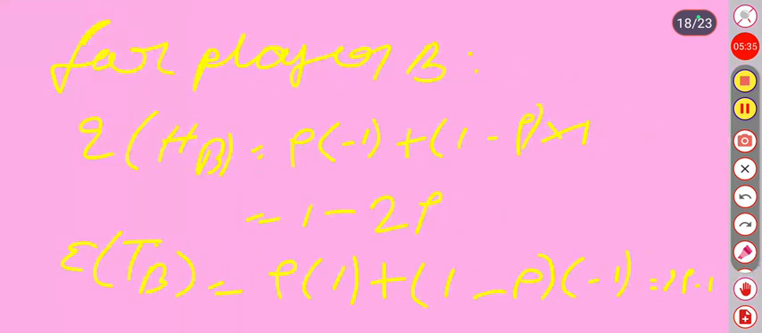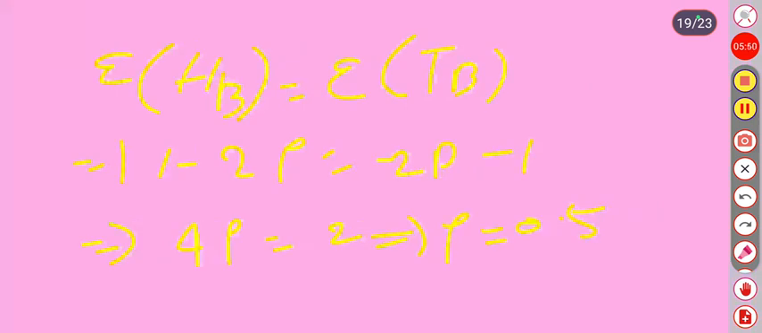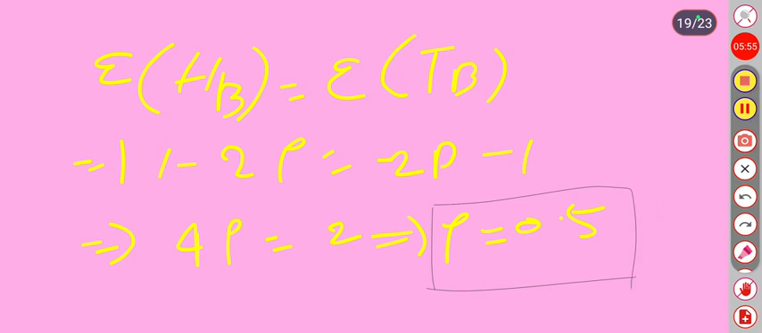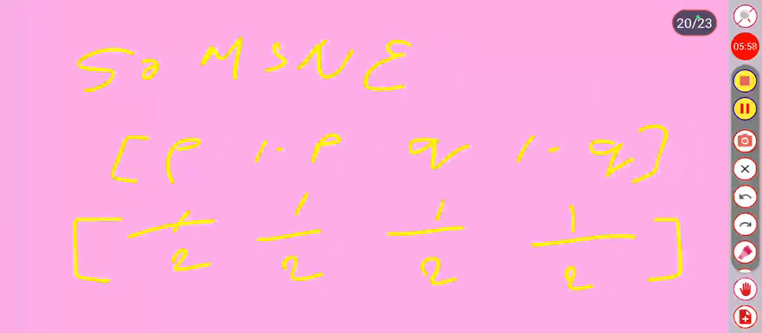And for player B, the expected value of player B of choosing head strategy is 1 minus 2p, and the expected value of player B of choosing tail strategy is 2p minus 1. Equalize them and getting the value p equal to 0.5. So the equilibrium condition of the mixed strategy Nash equilibrium is p value half, 1 minus p value is half, q value is half, and 1 minus q value is half.